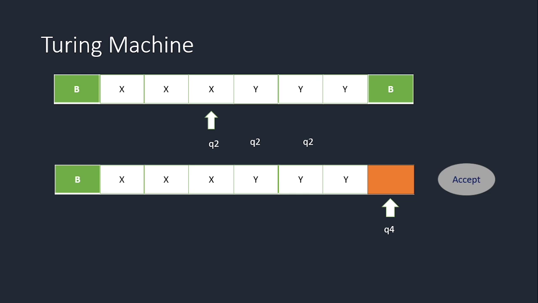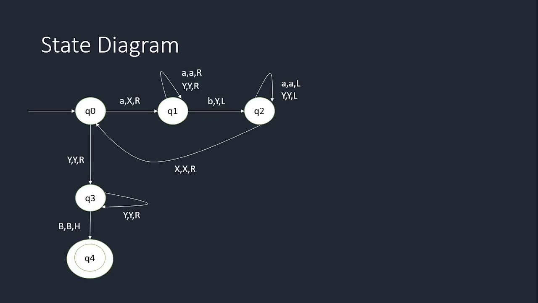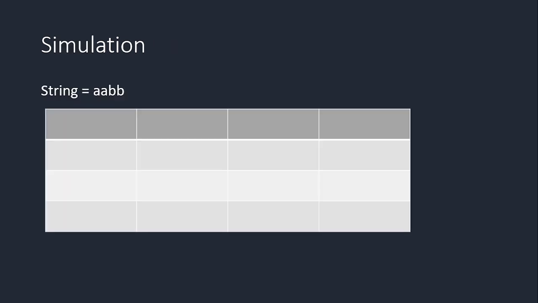So the state diagram is as follows. You can see here we have an initial state called Q0 and Q4 is the final state. Now all these respective transitions are made in the diagram. So we had an animated illustration in the previous slides, and that has been depicted as a state diagram here. And we'll now take up a simulation. In this case I have taken 2 A's and 2 B's.